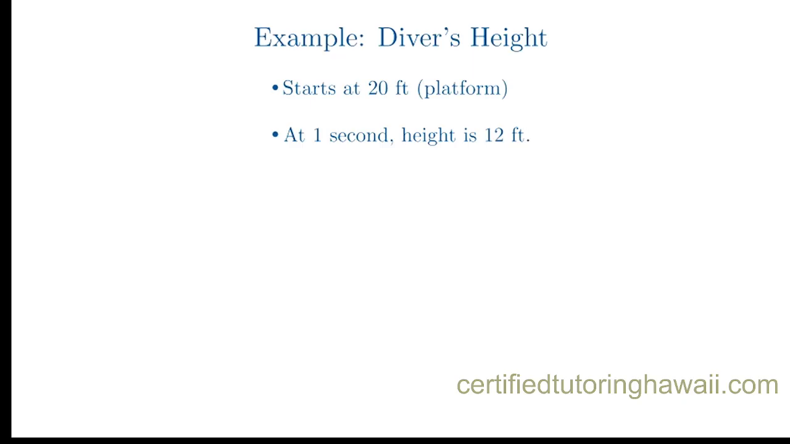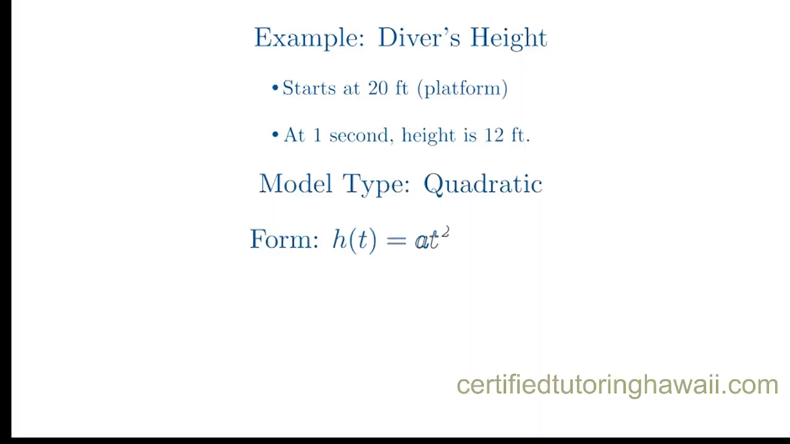What type of function best models the height of an object in projectile motion? The path of a projectile, like a diver, is a parabola. This means our model will be a quadratic function. The general form is h(t) = at² + bt + c. Now we use the information from the problem to find a, b, and c.